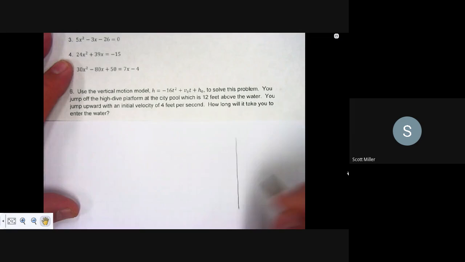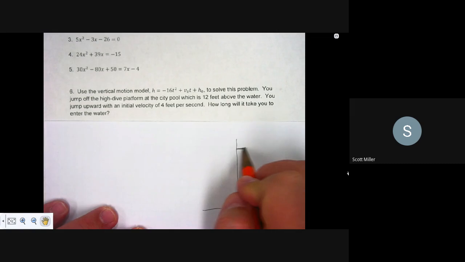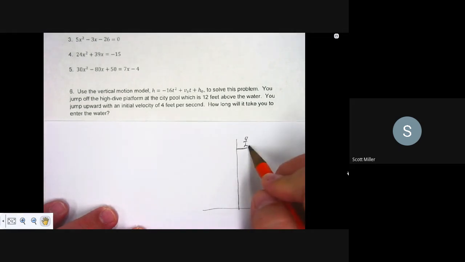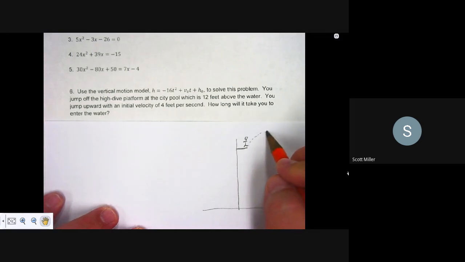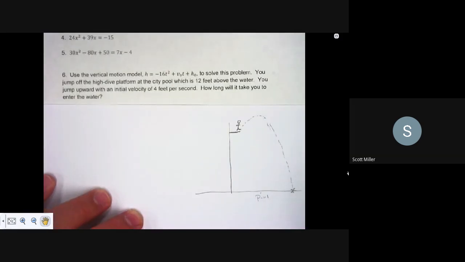So here is the pool. So here's the pool down here. This is your pool. Okay, here's the platform. Here you are. And you're going to jump up and then come down. So you're jumping up and then you're going to come down. So you can see why, and then you're going to splash right there. So you can see why this is a quadratic. And so what information do we have?